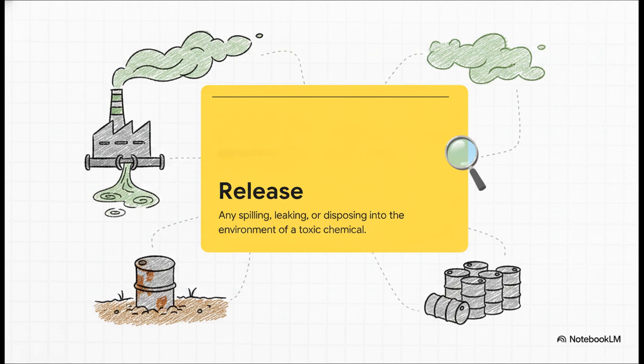A release is any spilling, leaking, pumping, dumping, escaping, or disposing of a toxic chemical into the environment. It even includes things like the abandonment of closed receptacles. The big takeaway for us? This covers the whole spectrum. Everything from a sudden headline-making spill to the slow, invisible leaching of chemicals into the soil over decades.